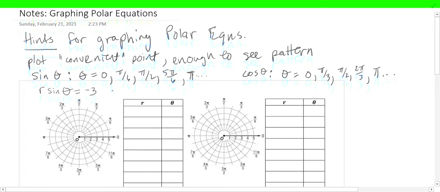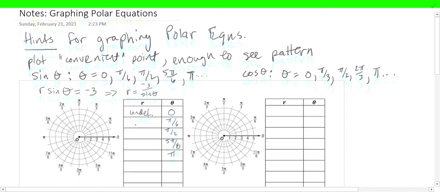This is harder. If you go ahead and solve for r, r is equal to -3 over sine of the angle. Well, I can pick the convenient angles. So I just put in my convenient angles: 0, pi over 6, pi over 2, 5 pi over 6, pi. And I'm not going to put in too many points. I'm going to see if I can get a pattern. Well, you can't have division by 0, so this is undefined. And please put undefined. Don't put a dash or something weird.